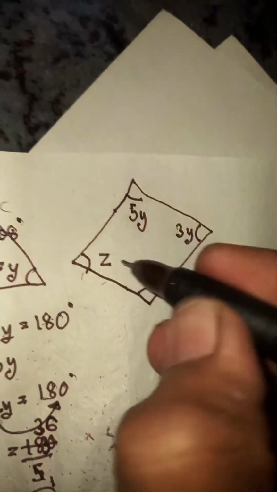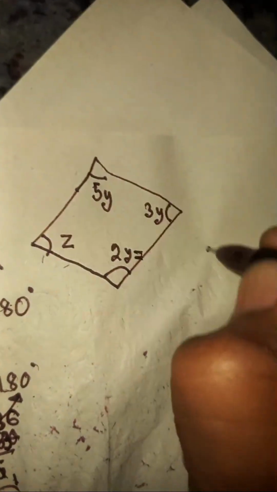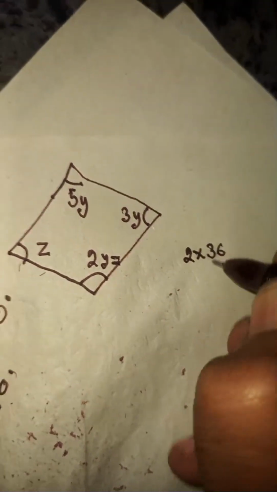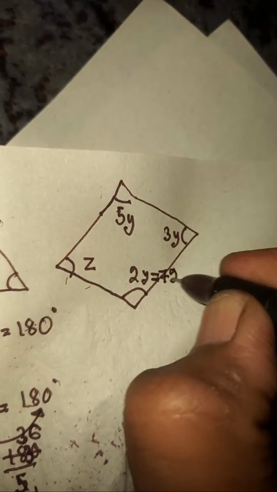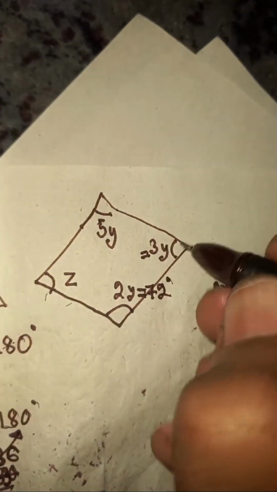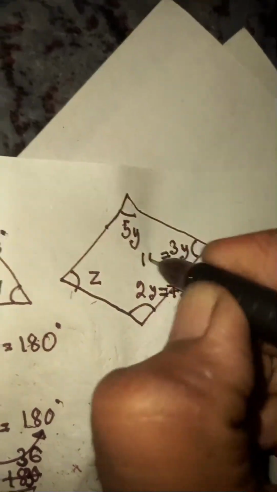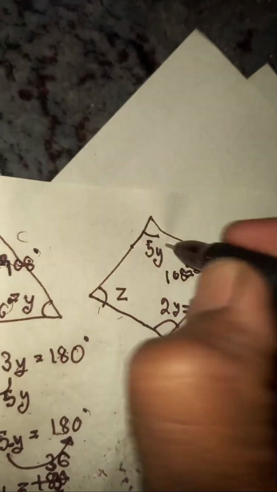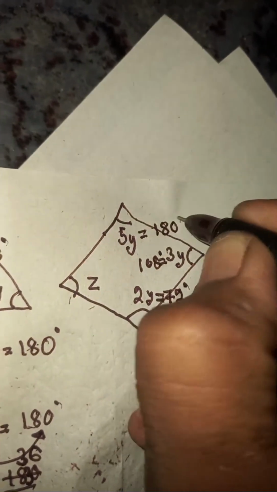Here they have given the y value, so find out all angles. 2y means 2 times 36. 2 times 36 is 72 degrees. And 3 times 36, 30 times 3 is 90, 8 times 3 is 24... that is 90 plus 18, 108 degrees. And here 5y means 36 times 5, 180 degrees.